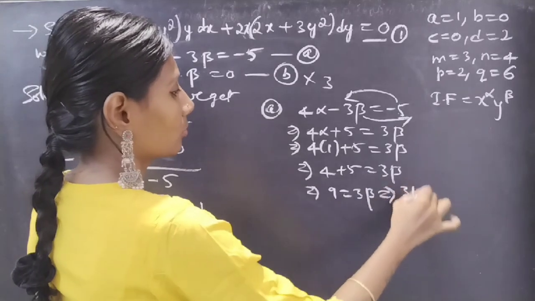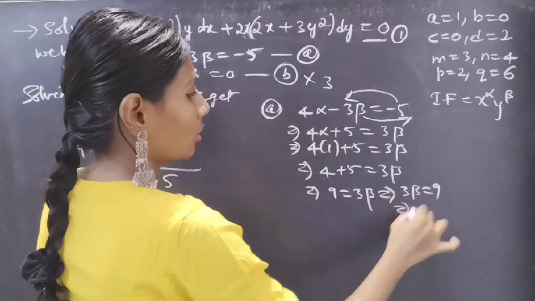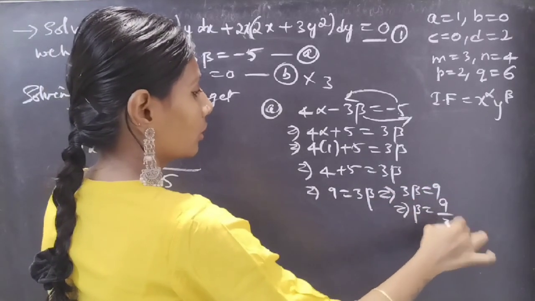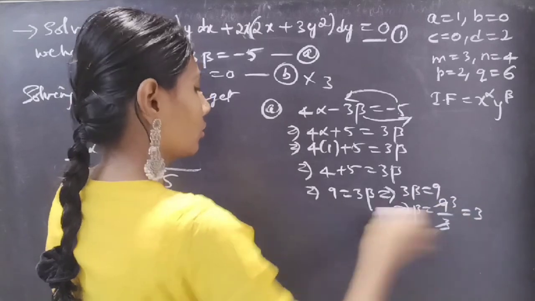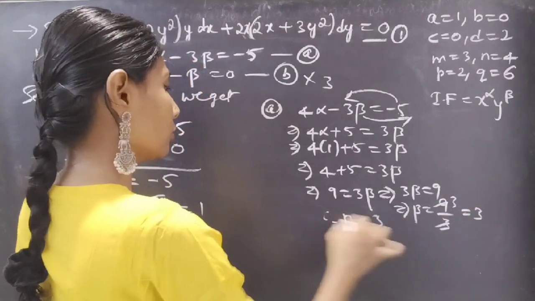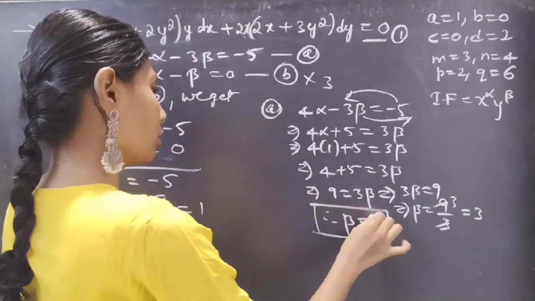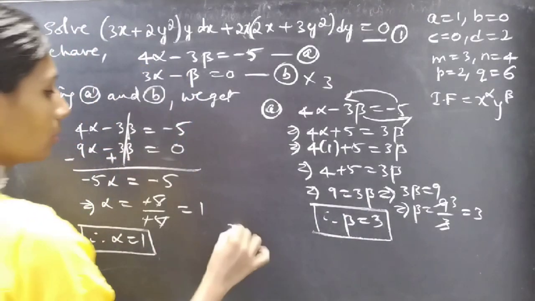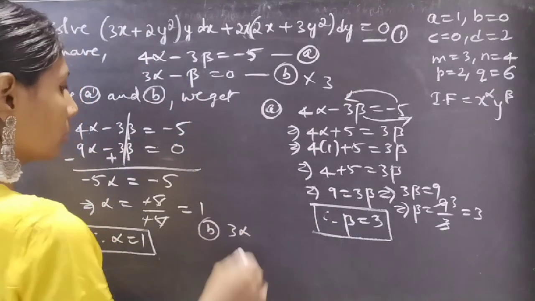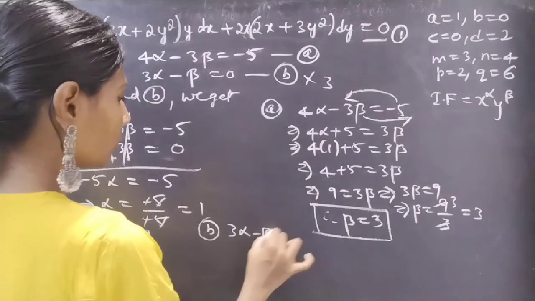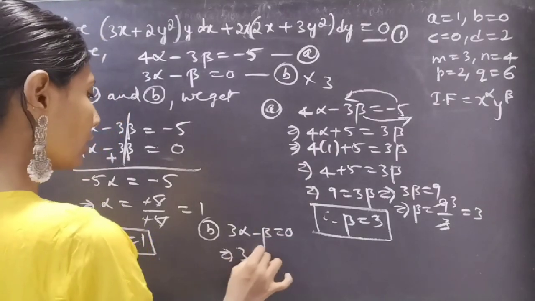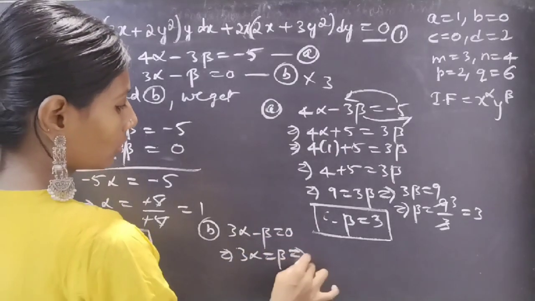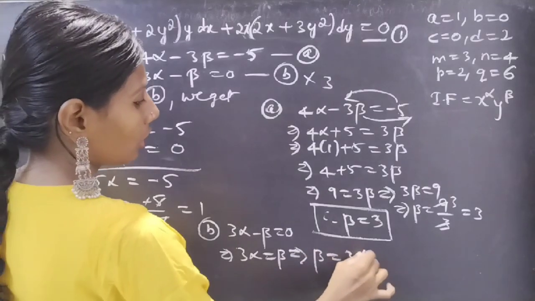From this we'll get beta equal to 9 by 3, which is 3, therefore beta equal to 3. Or if you want to substitute alpha in the second equation, that is equation B, consider equation B, 3 alpha minus beta equal to 0. You can write this as 3 alpha equal to beta, or beta equal to 3 times alpha.